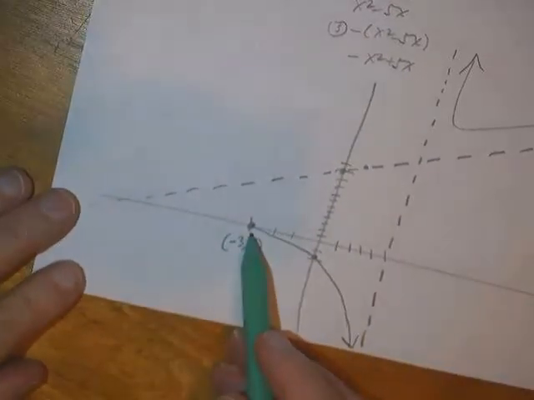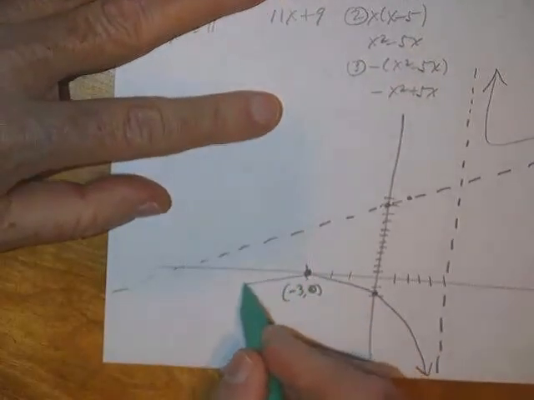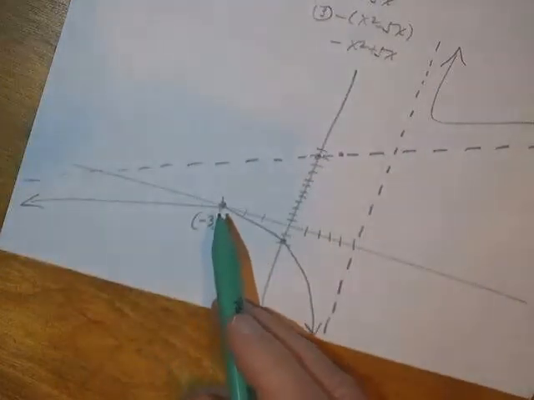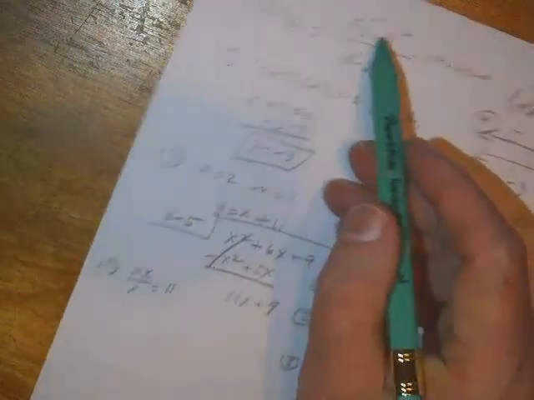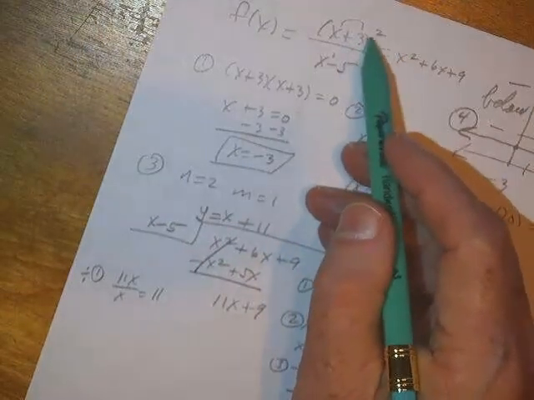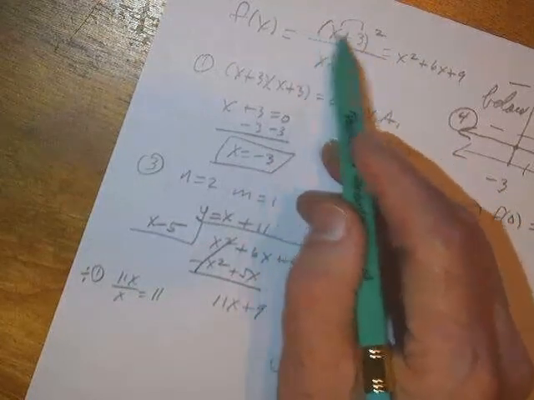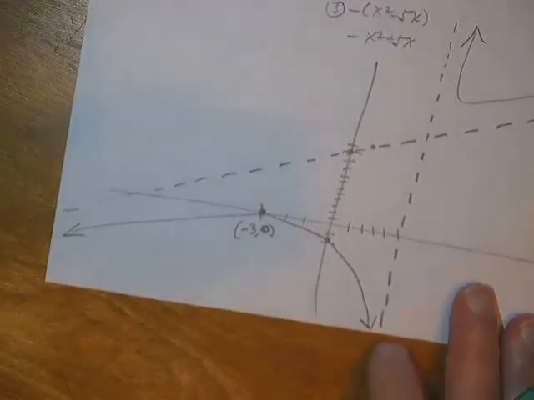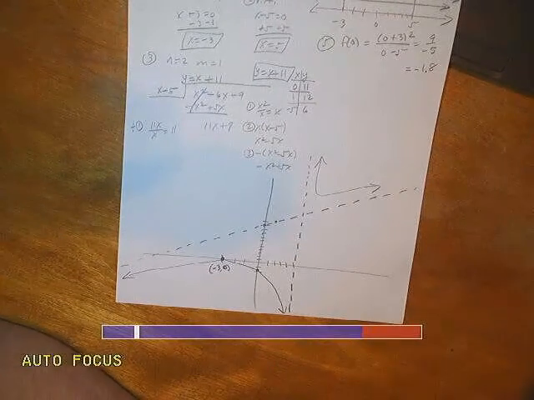And notice from this point, I'm negative going that way. I'm also negative going this way. So we're actually bouncing off of this point. In the top, anytime you get a squared of a quantity like this, you're going to bounce. So there it is. There's your graph. And we're good on that one.